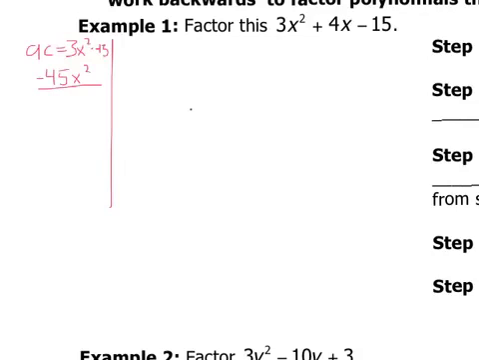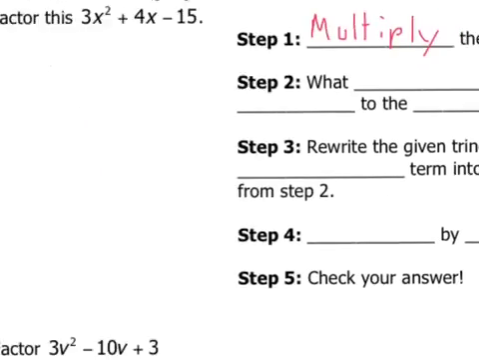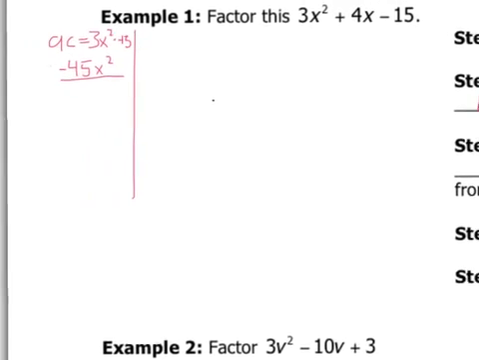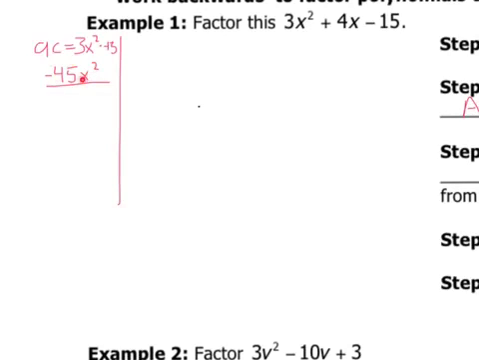So now, this is when warm-up comes into play. Let me scroll back over here to my steps. Step 2 is what multiplies to this new number and adds to the b value, or the middle value. Everybody got that down? Can I scroll back over to my problem? So I want to know what multiplies to negative 45x squared, that's my AC, and adds to 4x. So this is exactly what we did on warm-up. I need to list factors of negative 45x squared.